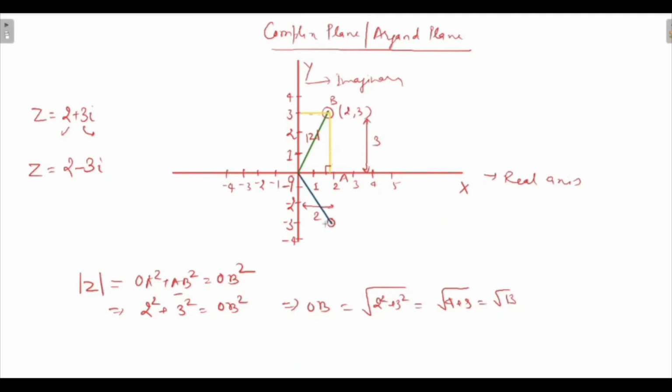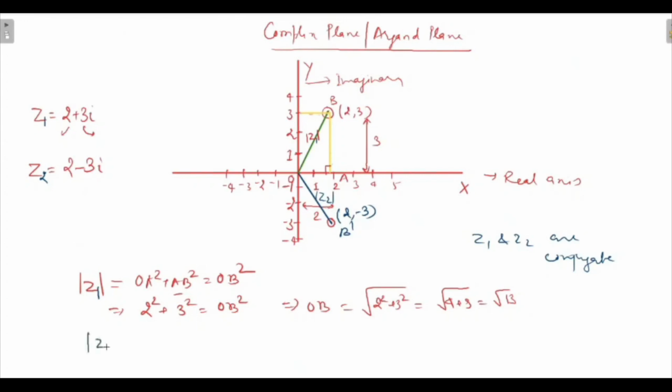And basically, if I call this z1, and call this z2, mod of z2. If you look at b and b dash, or z1 and z2, z1 and z2 are conjugates, right? So conjugate complex numbers are mirror images of each other, an observation you can make. And this point is going to represent 2 comma minus 3. But the modulus of this is also going to be the same.